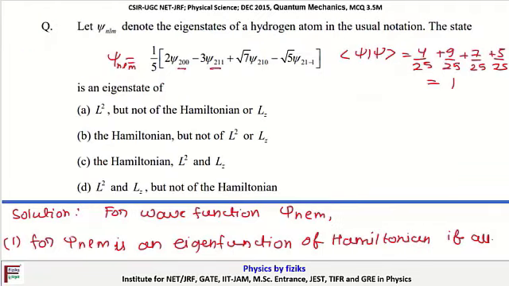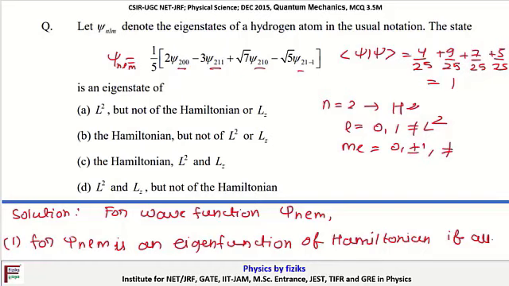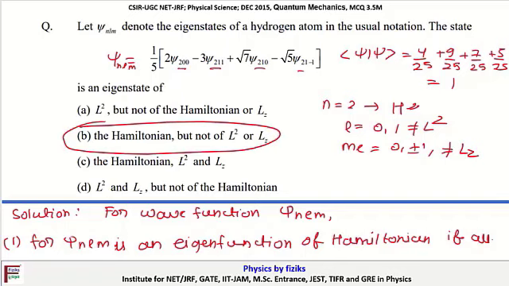Now n is 2, so n is 2, that means it is an eigenstate of H, the Hamiltonian. Now l is 0, 1, 1, so l takes values 0, 1. So it cannot be an eigenstate of L square. Now ml is 0, 1, 0, minus 1, so ml takes values 0, plus minus 1. That means psi is not an eigenstate of Lz as well. That means our option B is correct.